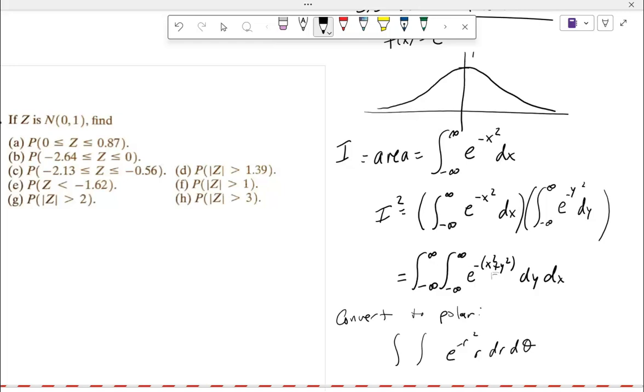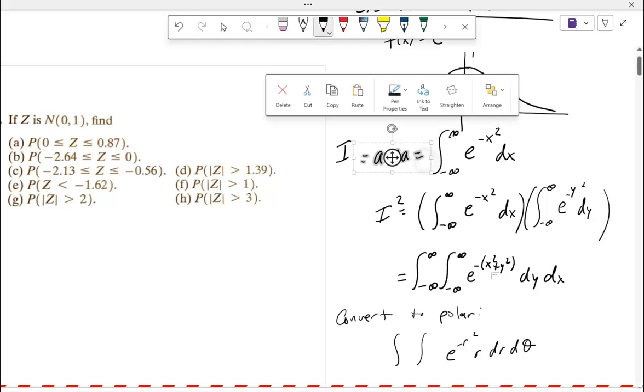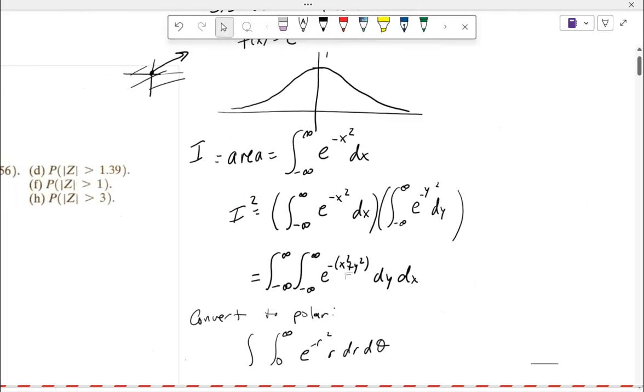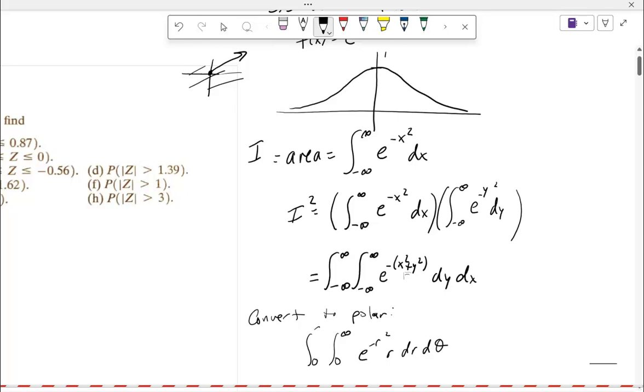Now I have to worry about the limits. Okay, so this negative infinity to infinity in both directions describes the entire plane, right? It's the whole plane. Negative infinity to infinity for x and for y. I want to change these to r's and thetas. Well, if I do x squared plus y squared, your r just goes from 0 to infinity, doesn't it? What does your theta go to? 0 to 2 pi, because it's the rotation, right? It just rotates around. That's not improper anymore. That's just 0 to 2 pi.